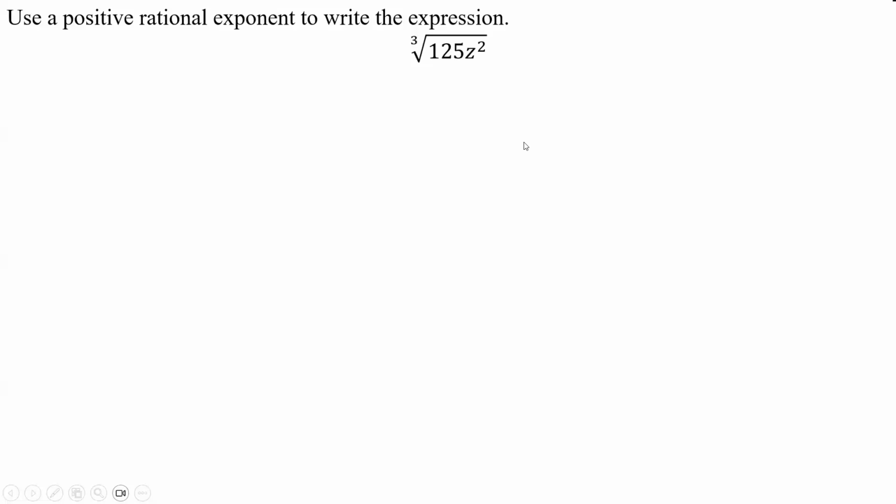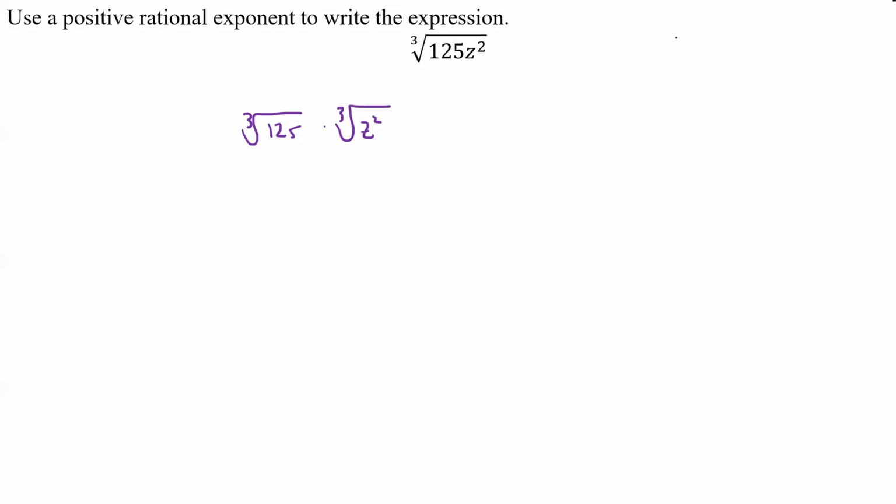All right, so here we're supposed to use a positive rational exponent to write the expression. So we're supposed to convert from the radical to the rational exponent. First off, let's think about this. What we have is the cubed root of 125 times the cubed root of z squared. Because when we multiply, it's going to be cubed root of this, and so we can break it apart like that. Now, what is the cubed root of 125?